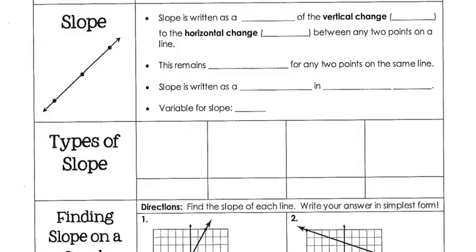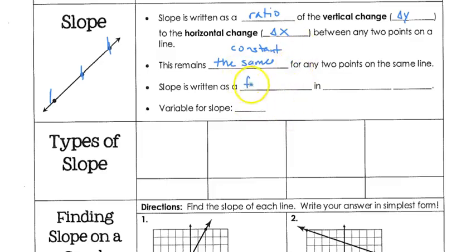So this is a measure of the rate of change or the steepness of the line. So slope is written as a ratio of the vertical change, all right, so the change in y, to the horizontal change, the change in x. This remains the same, okay, or constant, you might see that word, the same or constant for any 2 points on the same line. So it doesn't matter if I go this point to this point, this point to this point, or from the beginning all the way to the end, the slope will remain the same.